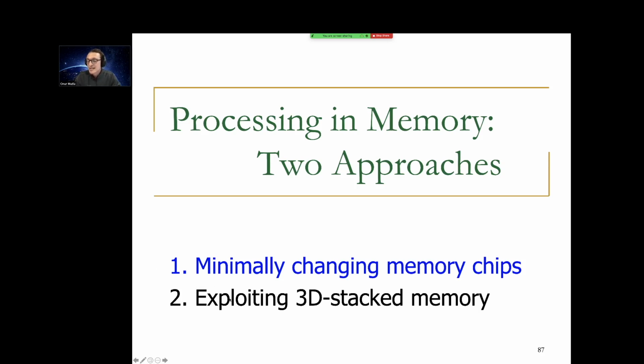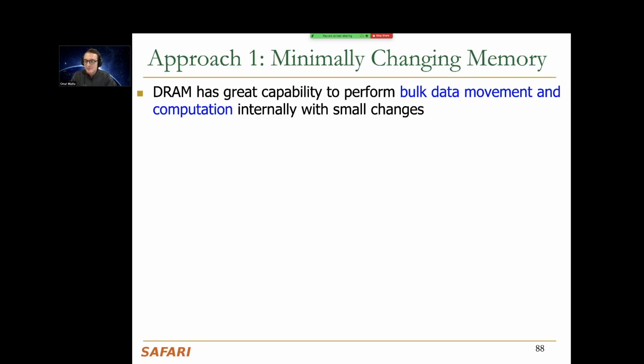And the second is how we exploit advanced and 3D stacked memory to actually get even more benefit out of processing in memory. Of course, these approaches can be combined together as well. So let's start with the first one. The first one I call minimally changing memory. It's also called processing using memory.